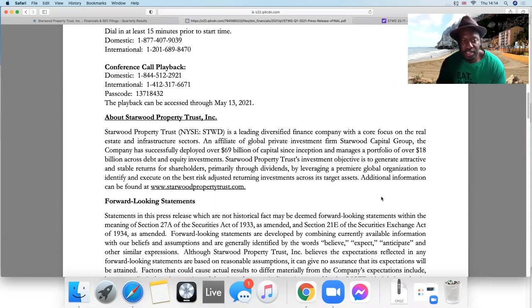The company has successfully deployed over $69 billion of capital since inception and manages a portfolio of over $18 billion across debt and equity investments. Starwood Property Trust Investments' objective is to generate attractive and stable returns for shareholders, primarily through dividends, by leveraging a premier global organization to identify and execute on the best risk-adjusted returning investments across its target assets.